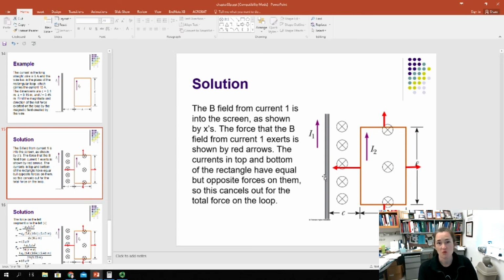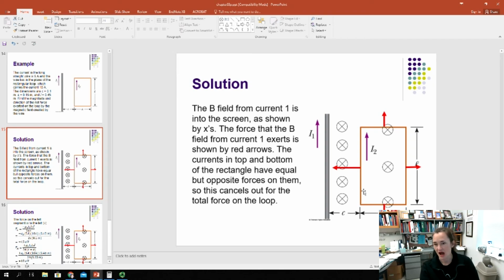And we can figure out what the magnetic field direction is from I1. So the magnetic field is going to be pointing into your screen on the right-hand side of I1. You can see this if you take your thumb and you point it along I1 and you curl your fingers. It's going to point into the screen on the right-hand side. Okay, so the magnetic field's into the screen. So now let's figure out what's going on with the direction of the force in each segment of this wire.